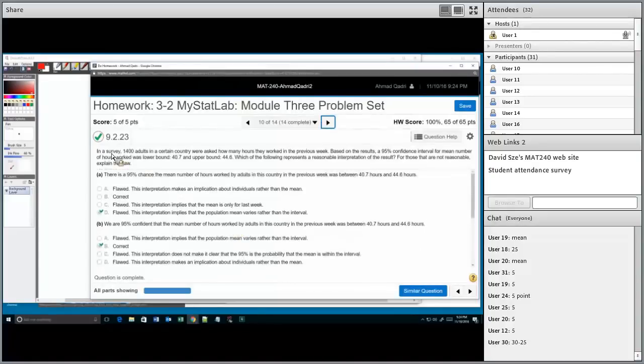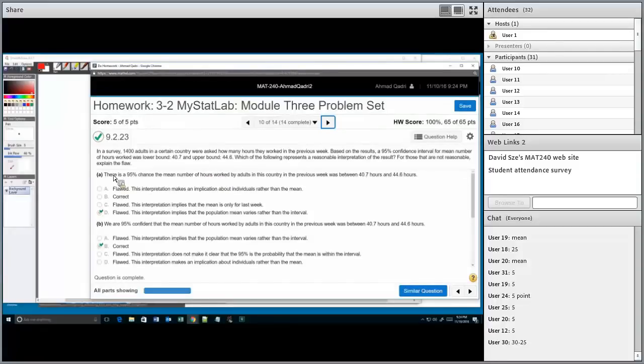Now, in this problem, in a survey, 1,400 adults in a certain country were asked how many hours they worked in the previous week. Based on the results, a 95% confidence interval for the mean number of hours worked was, here's the lower bound and here's the upper bound: 40.7 and 44.6. Which of the following represents a reasonable interpretation of the results? Basically we have to understand how to interpret this confidence interval.